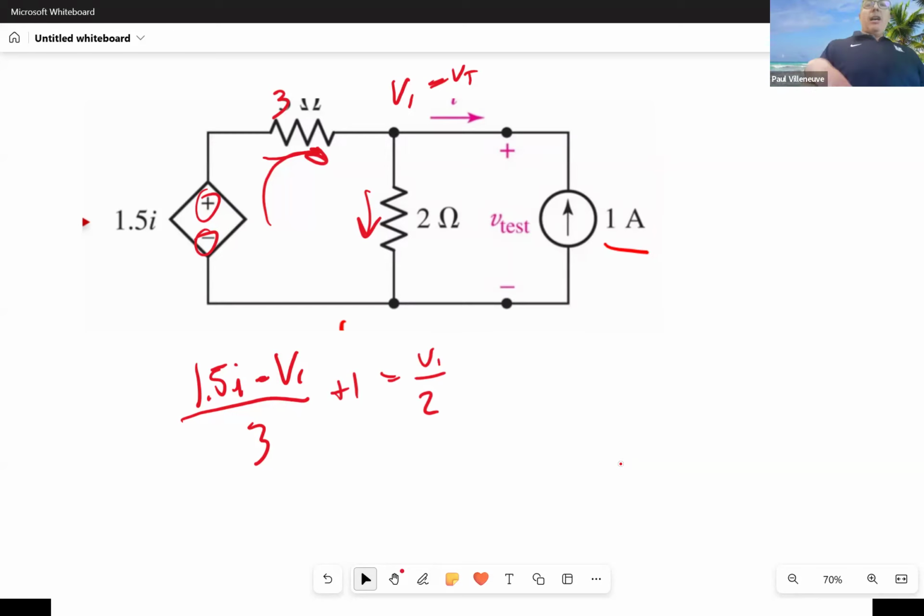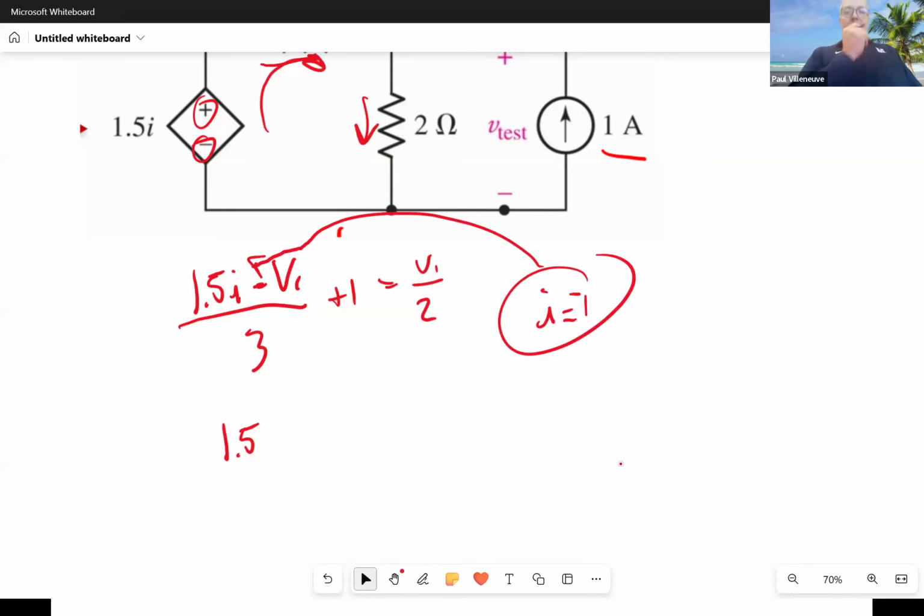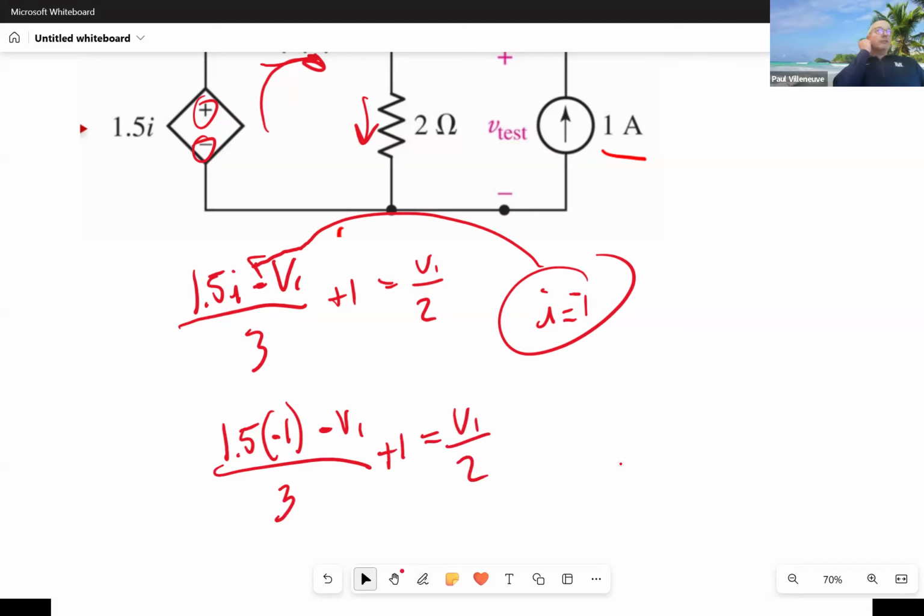Now, the controlling variable, well, we know what that is. I is equal to -1, isn't it? Because 1 amp is going in the opposite direction of I. So that means that I is equal to the negative of that current. So what we have, and I'm just going to substitute this over to here: 1.5 times -1 minus V1 over 3 plus 1 equals V1 over 2.